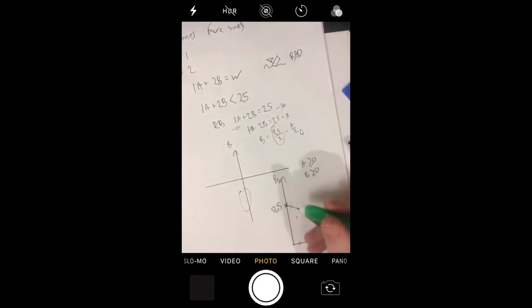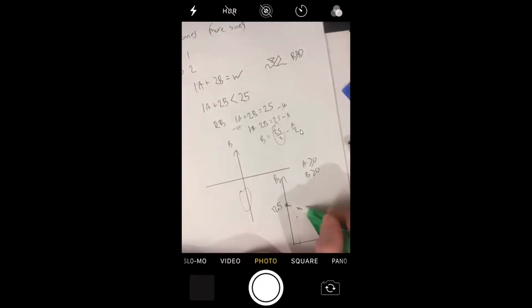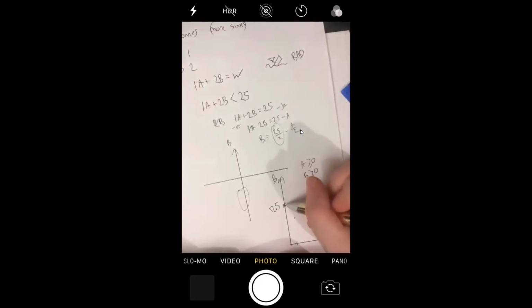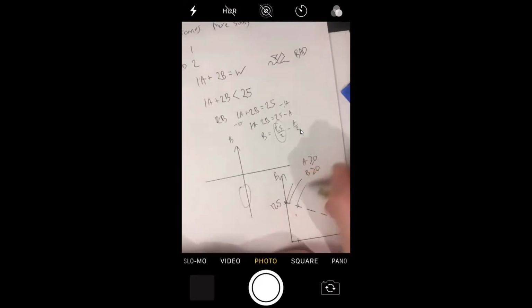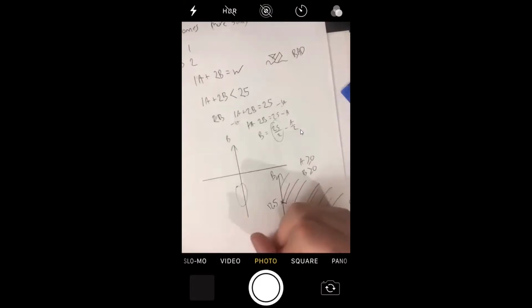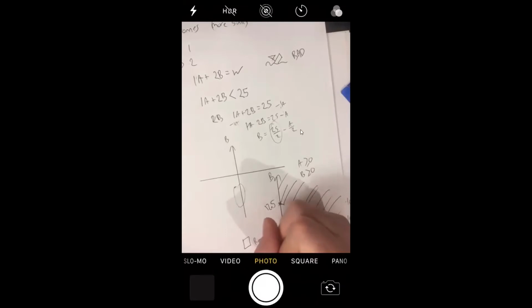But yeah, hopefully you guys can appreciate I'm doing this rather quickly. There you go, dotted line. And in this case, the region required is still this bottom part here.